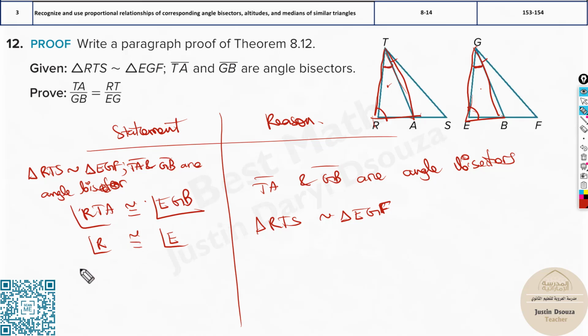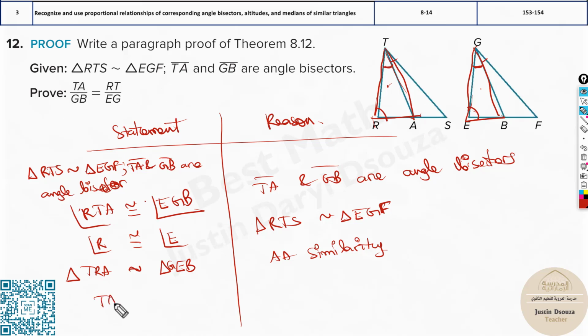Now I can directly tell triangle TRA is similar to triangle GEB. Since I've used TRA, that means I've used GEB. Why? From AA similarity, angle similarity. So that is done. Now if these two triangles are similar, I can write this proportionality, isn't it?